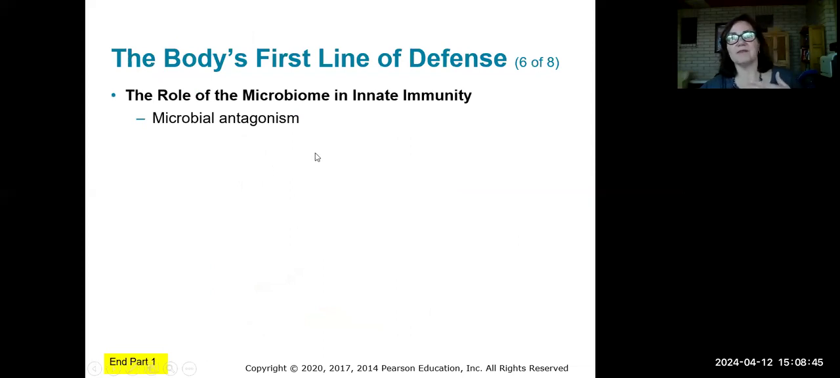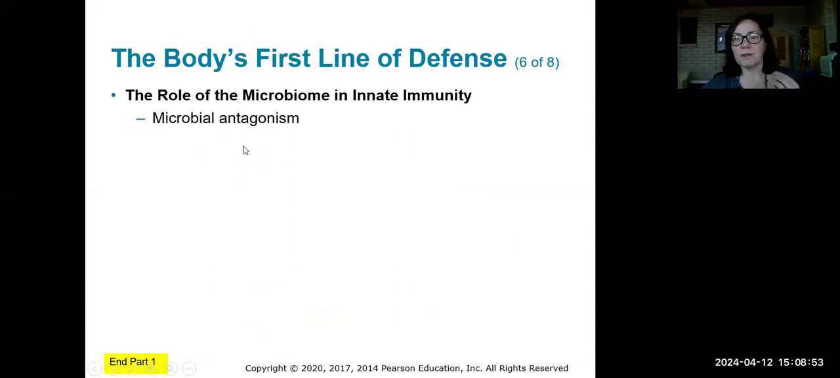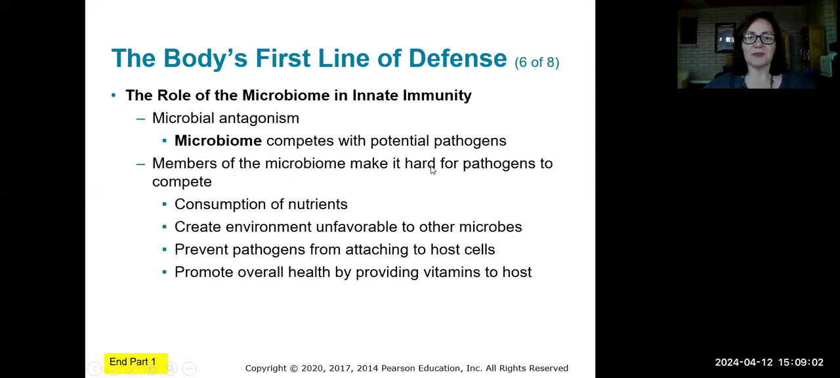We also have microbes living on us and living in our digestive system. And many of those microbes are helping us to fight off infection all the time. They compete with the potential pathogens because they're using up the resources in the area. They're just taking up space, ecologically speaking. And they make an environment that's unfavorable to other microbes. They also keep other pathogens from attaching to our cells.